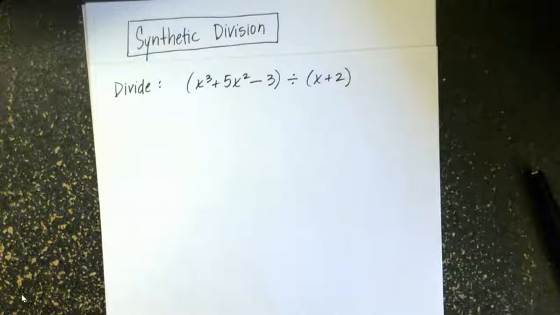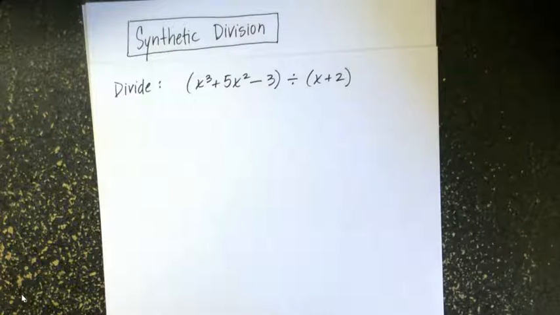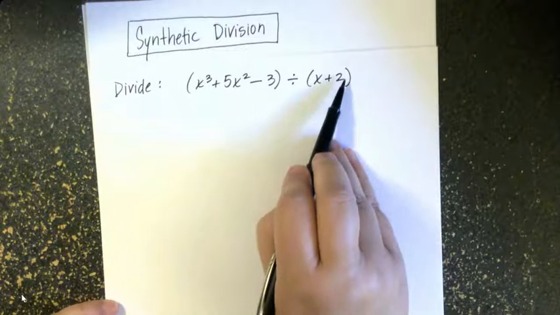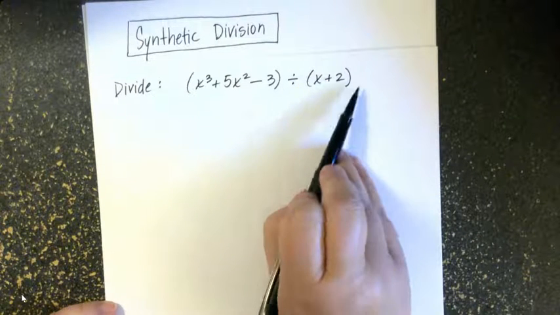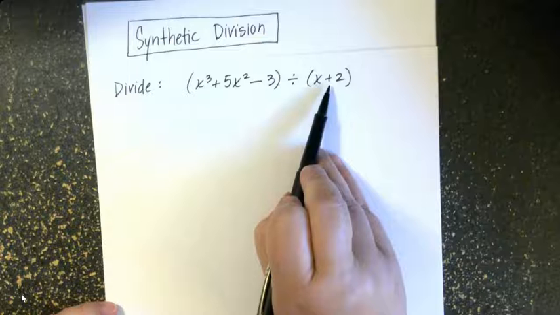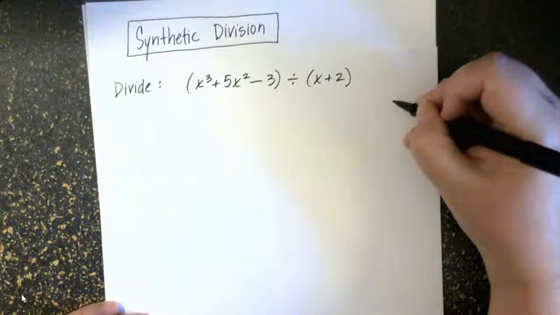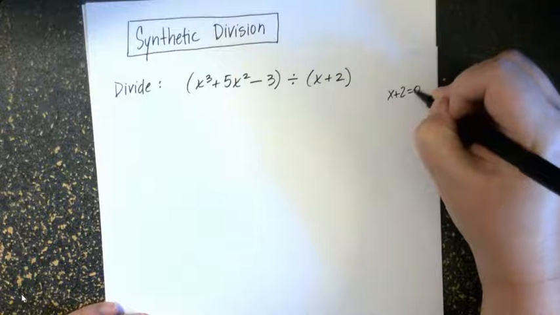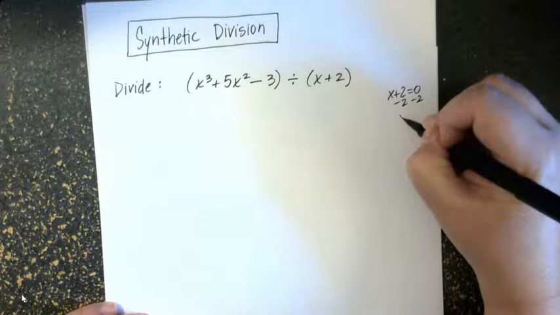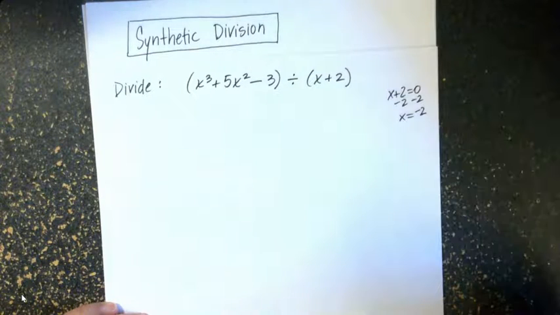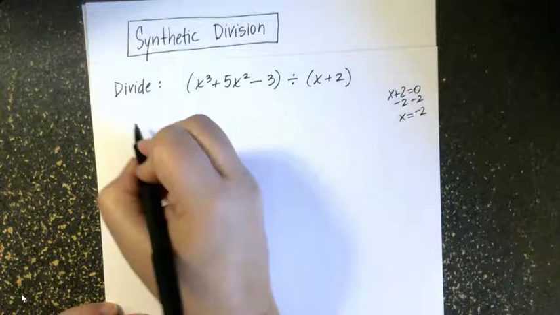Okay, this time we're being asked to divide the polynomial x cubed plus 5x squared minus 3, all of that, by the binomial x plus 2. So remember, when we are starting, we look at the divisor, the thing we're dividing by, and we ask what root, or what 0, would go with that factor. In other words, x plus 2 equals 0 when x is negative 2. So that would be the root associated with that factor, and that's what we start with up here.